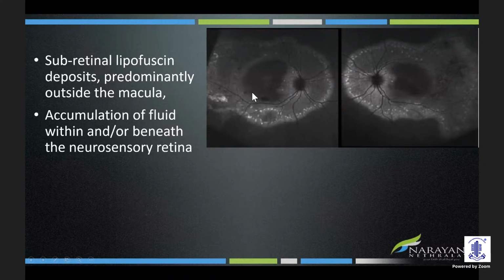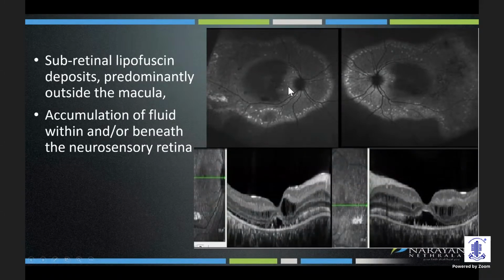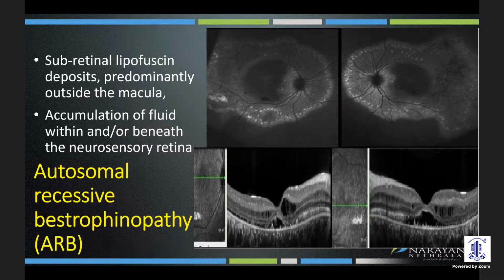Whatever deposits I mentioned in the fundus photograph can be better appreciated on autofluorescence. These are nothing but the vitelliform deposits. If you remember the first case, the vitelliform deposit was limited to the macular region. In this patient, it is extensive everywhere, sparing the macula. And if you look at the OCT of this patient, the first patient, if you remember, had only subretinal fluid, whereas this OCT shows both subretinal and also intraretinal fluid. So this is a classic case of autosomal recessive bestrophinopathy.